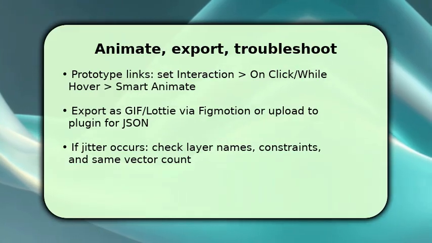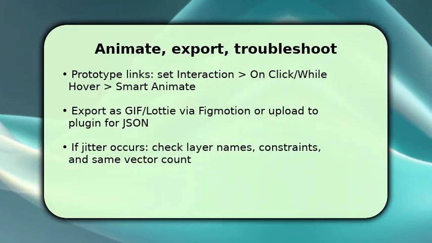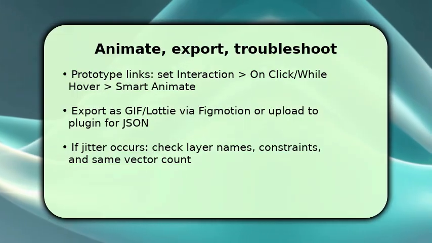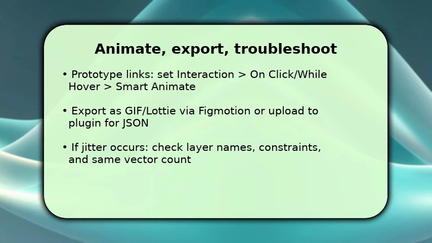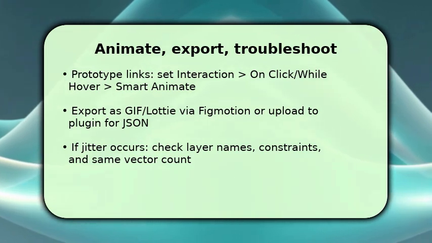If you see jitter or strange morphs, stop and confirm identical layer names, matching vector path counts, and consistent constraints. Fixing those clears most issues immediately.